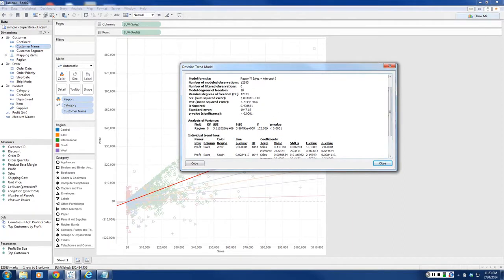The R square is 0.49. That means, yes, the number is pretty high, 0.49. That means almost 50% of the model can be explained or attributed. That means the relationship between the profit and the explanatory variable is pretty strong. 50% of the profit is explained.